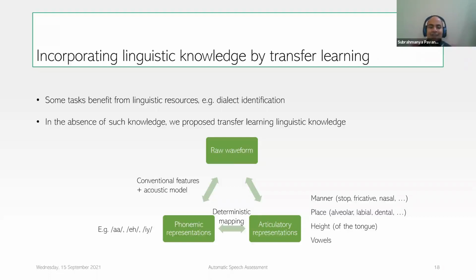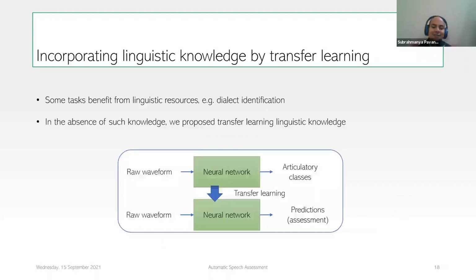So here we first learn articulatory representations directly from raw waveforms using neural networks, and then transfer learn these parameters for automatic speech assessment.